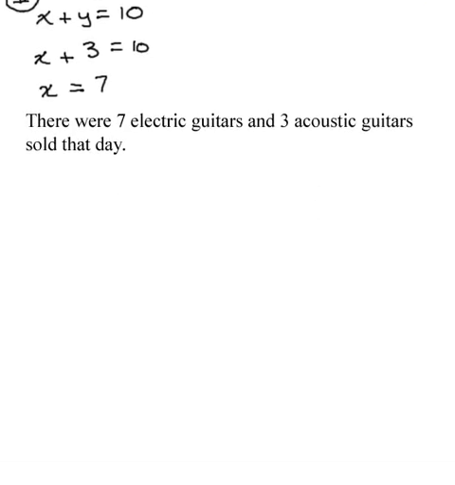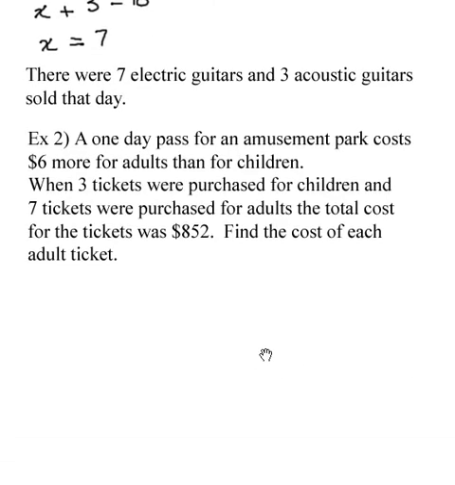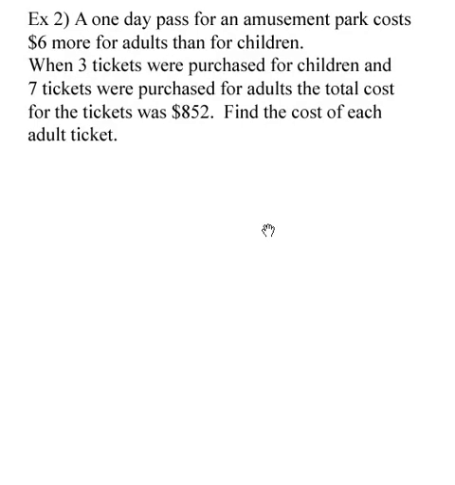All right, let's take a look at our next example. A one-day pass for an amusement park costs $6 more for adults than it does for children. When 3 tickets were purchased for children and 7 were purchased for adults, the total cost for the tickets was $852. Find the cost of each adult ticket.